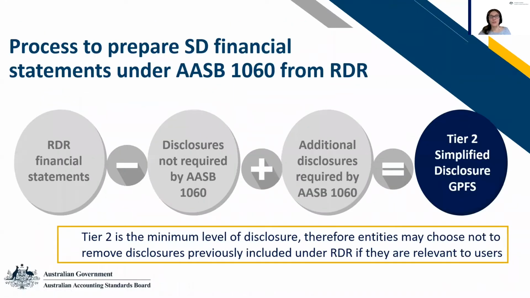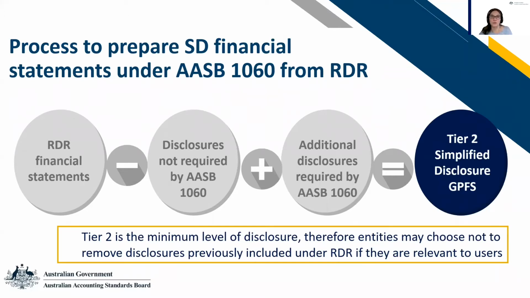So if we move on to the next one. The process that I've come up with for how to do this is, you're starting with your RDR accounts, the ones that you've been doing for the last few years. We are knocking out any disclosures that are no longer required by AASB 1060. We're adding in the extra disclosures that will be required by 1060. And that's what gives us our Tier 2 simplified disclosure general purpose. Now that's the process if you want to work through it and just have the minimum level of disclosures that 1060 requires. Because 1060 is just minimum disclosures, you can always go above that. So in that second step where I say that you can take out the disclosures no longer required, if you choose to keep them in, that's fine because 1060 is only a minimum and you've gone above that.